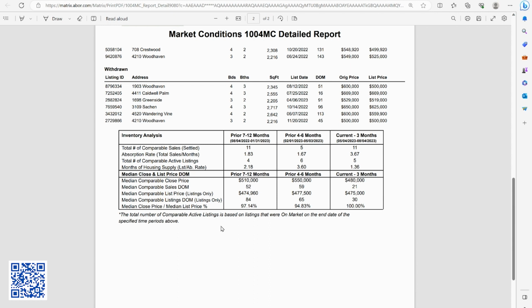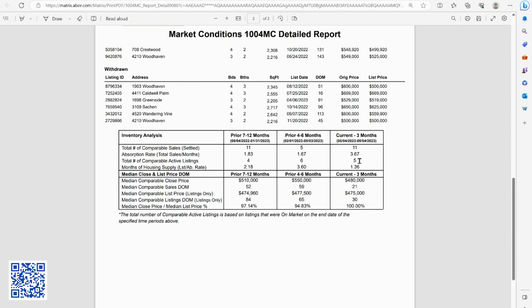Now, if you look at the second half of the year, this will be the third quarter, beginning from February to May of 2023, there were only 5 closed sales or comparable sales to the property. The absorption rate is 1.67, and there were a total of 6 active listings at that point, and the months of housing supply was 3.6. Now, if we look at the current 3 months, which is from May 4th to August 4th, being today, there have been a total of 11 closed sales, an absorption rate of 3.67, and total comparable active listings of 5 and a month's housing supply at 1.38.